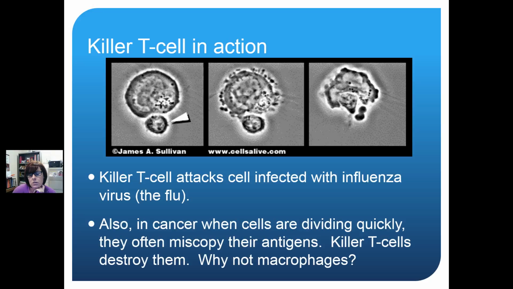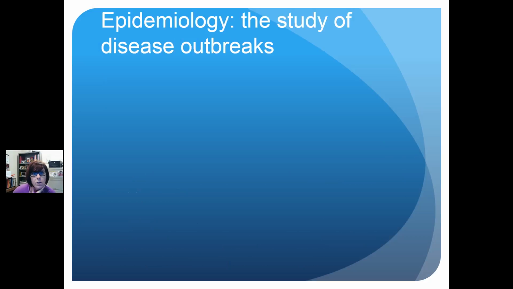Also in cancer cells, again, if they're dividing quickly, they often miscopy their antigens, and the killer T cells destroy them. Again, the macrophage won't, because the macrophage is confused by seeing your body's antigen, whether it's correct or incorrect. So the study of pathogens, or diseases, is called epidemiology.